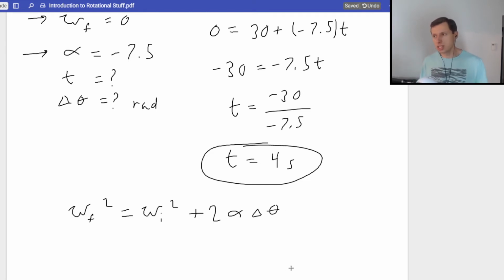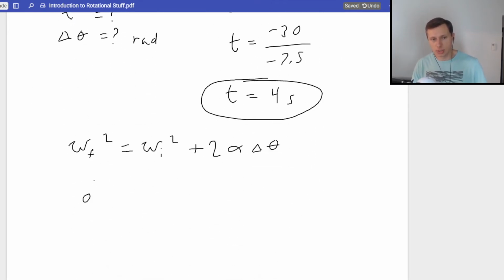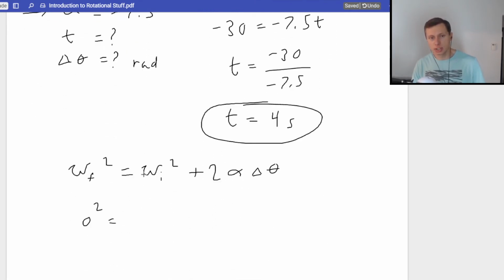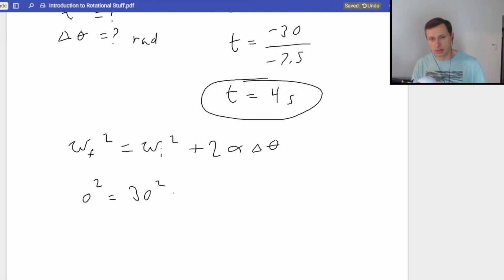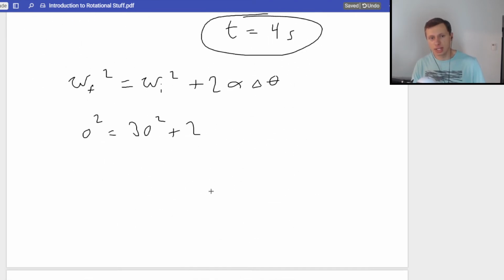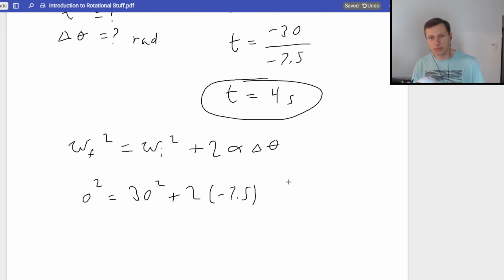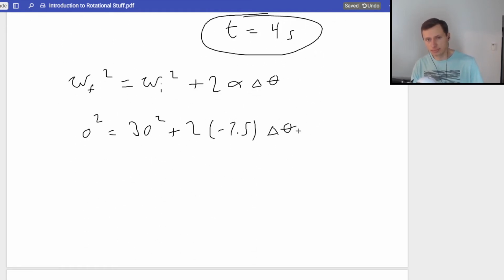It's extremely similar to the one that we saw back at the beginning of the year, where we had v final squared equals v initial squared plus 2a delta x, except this time we're literally replacing all our variables with their rotational counterparts. So omega final, that's 0 squared, equals omega initial, 30 squared, plus 2 times alpha, which is negative 7.5, and delta theta is going to be what we're solving for here.